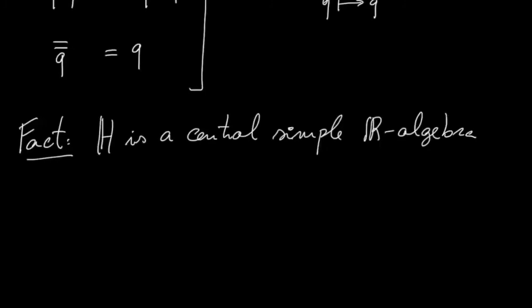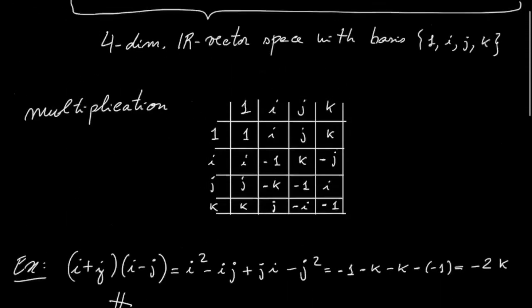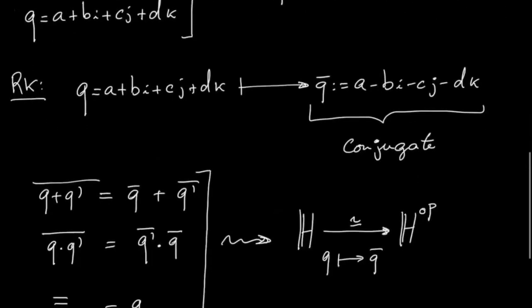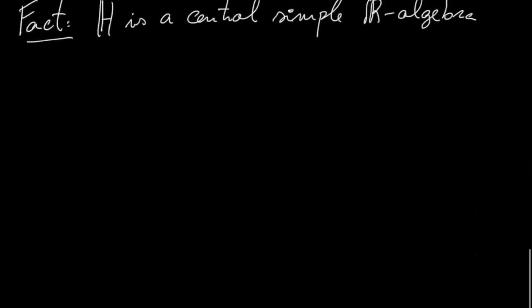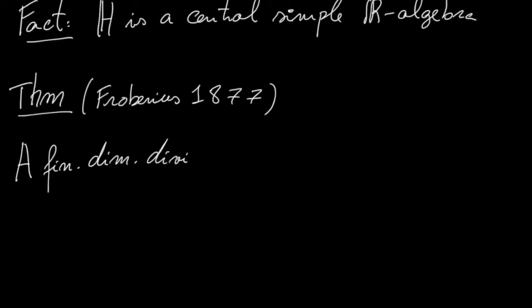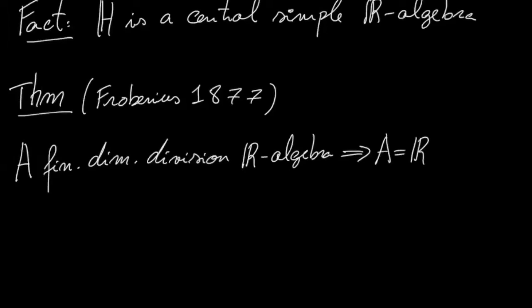So far, they were defined in this ad hoc way, using this multiplication table and this four-dimensional vector space. And it would be nice if we could actually characterize them conceptually. And this is the content of the following famous result of Frobenius from 1877, which says the following. Suppose that A is a finite dimensional division R algebra, then A is necessarily the reals, or the complex numbers, or the quaternions.